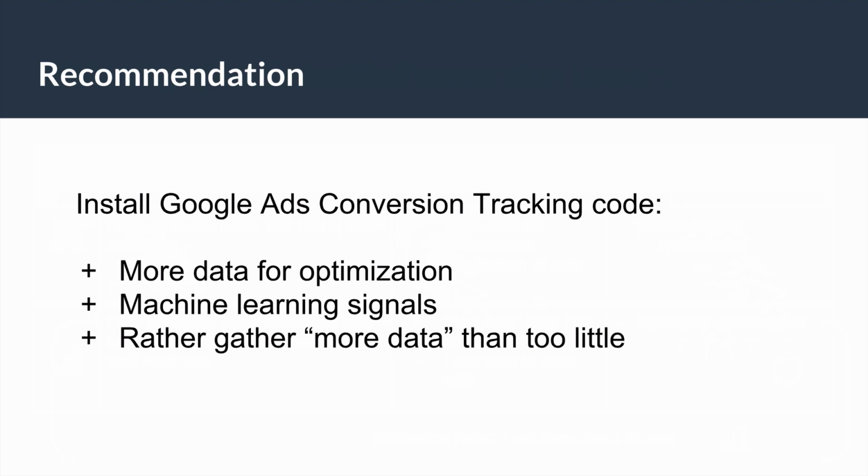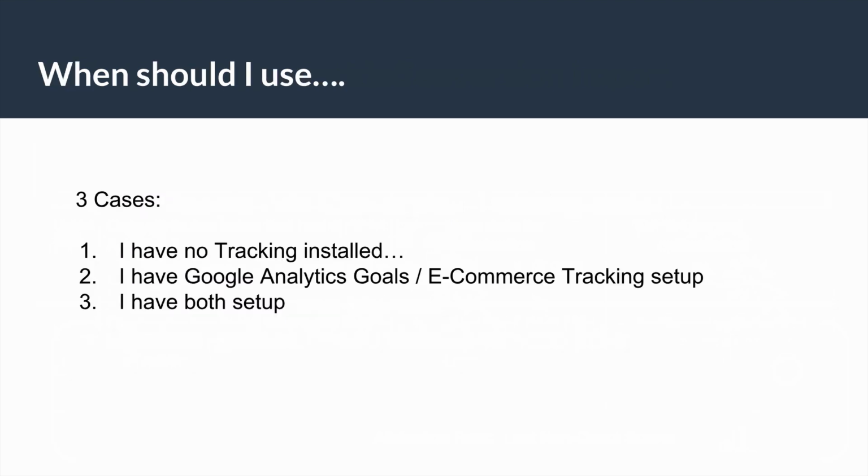And I also am a fan of gathering more conversion data rather than too little. Then you have more positive signals in the system for optimization. Now, if you don't have Google Ads conversion tracking set up yet, what would I recommend? Well, there are always these three cases. First of all, I don't have any tracking set up. Google Ads needs conversion data to work with. I would definitely recommend to set up the Google Ads conversion tracking first in order for it to work correctly.